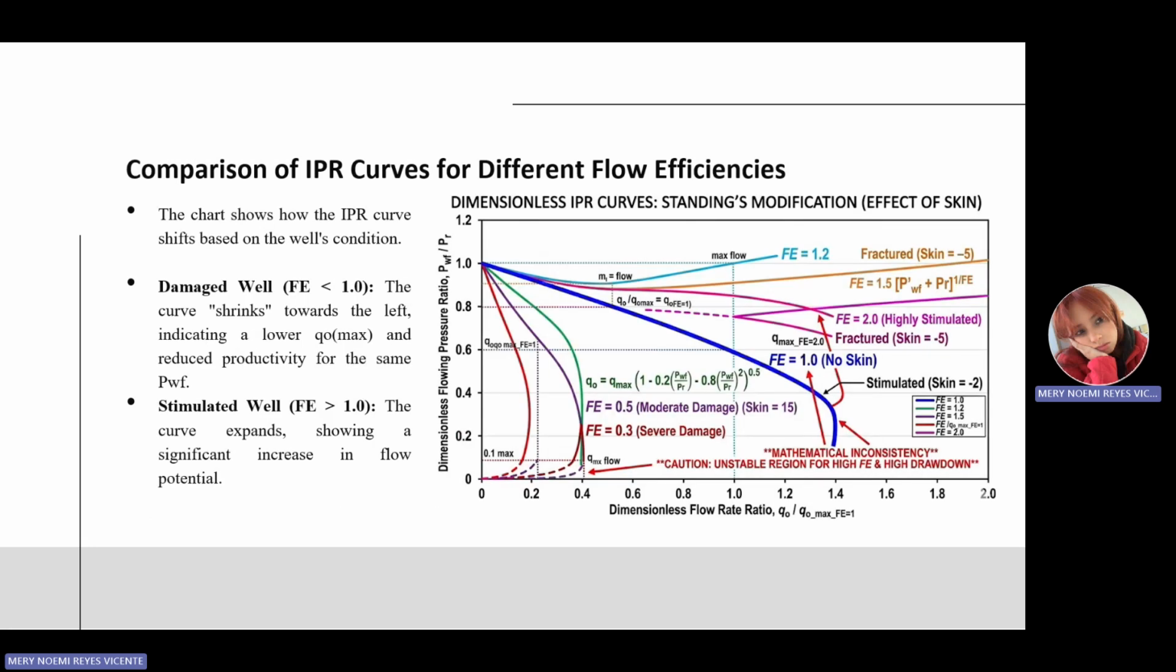Visually, the impact of a skin factor is striking, as you can see in this chart. When a well is damaged, with an FE of 0.5 or 0.3, the curve shrinks to the left, indicating much lower production. When the well is stimulated, meaning FE above 1, the curve expands significantly. Note the red dashed area: that is the mathematical inconsistency zone I mentioned earlier, where we must be careful with our interpretations at very high drawdowns.